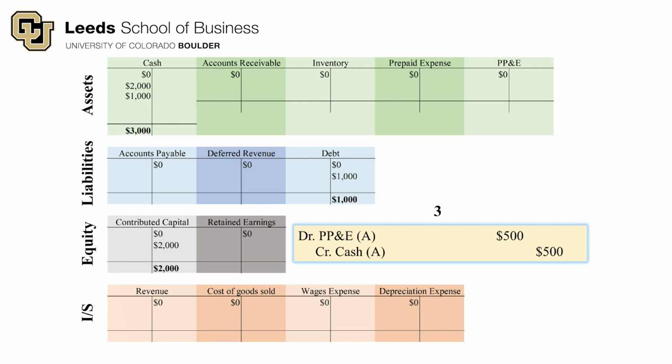Journal entry number 3, we're going to obtain some PP&E and lose some cash. So watch the cash account. Now we're going to have a credit posted into the cash account and a debit posted into the PP&E account. So there you go. Cash is now going down by $500 and PP&E has gone up by $500.